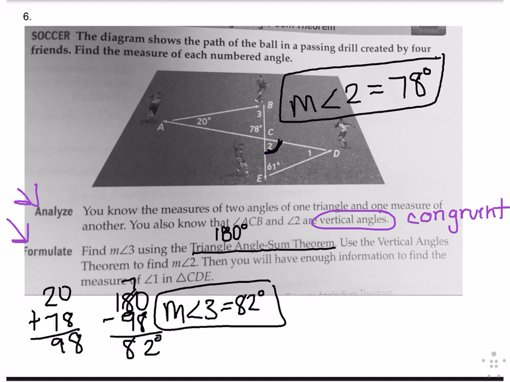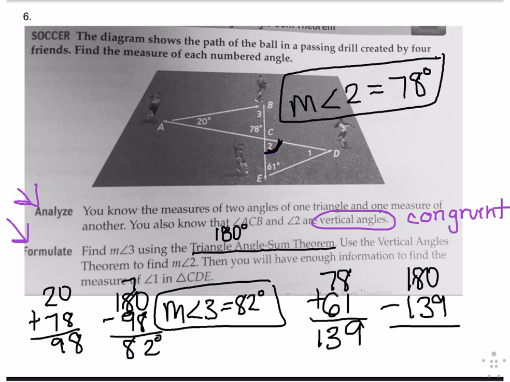Now let's find the measure of angle 1. It says use the vertical angle theorem to find the measure of angle 2, which we already did. Then you will have enough information to find the measure of angle 1 in triangle CDE. So we're going to follow the same steps. We know two of the angles, so we're going to add those together, and then we're just going to subtract from 180 degrees. That gives us the measure of angle 1 is 41 degrees.